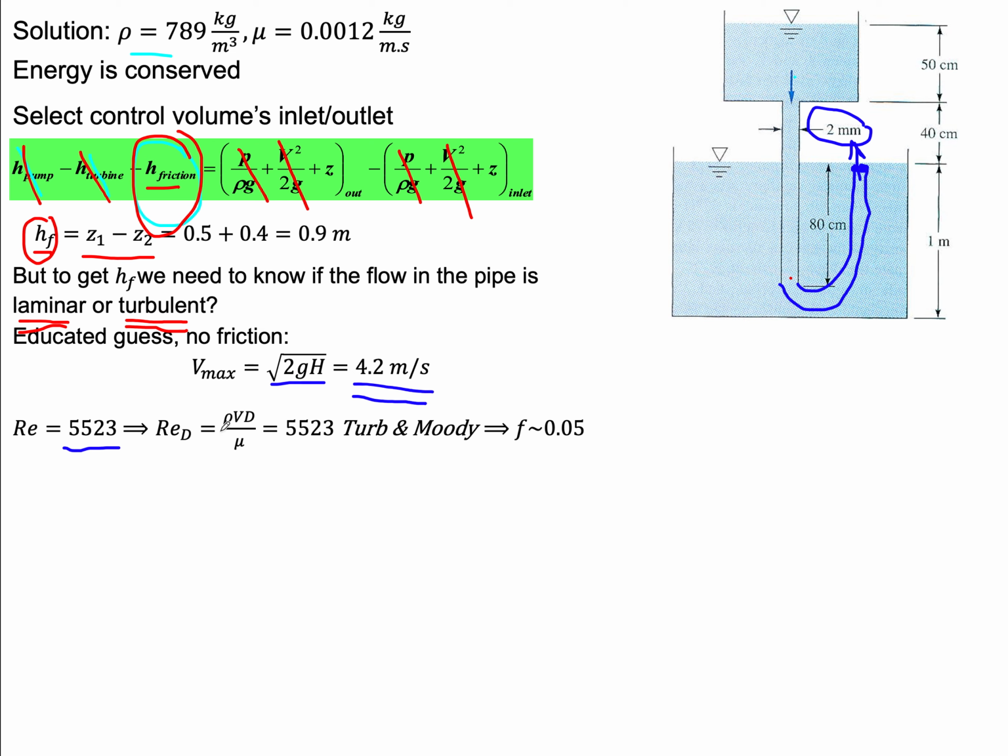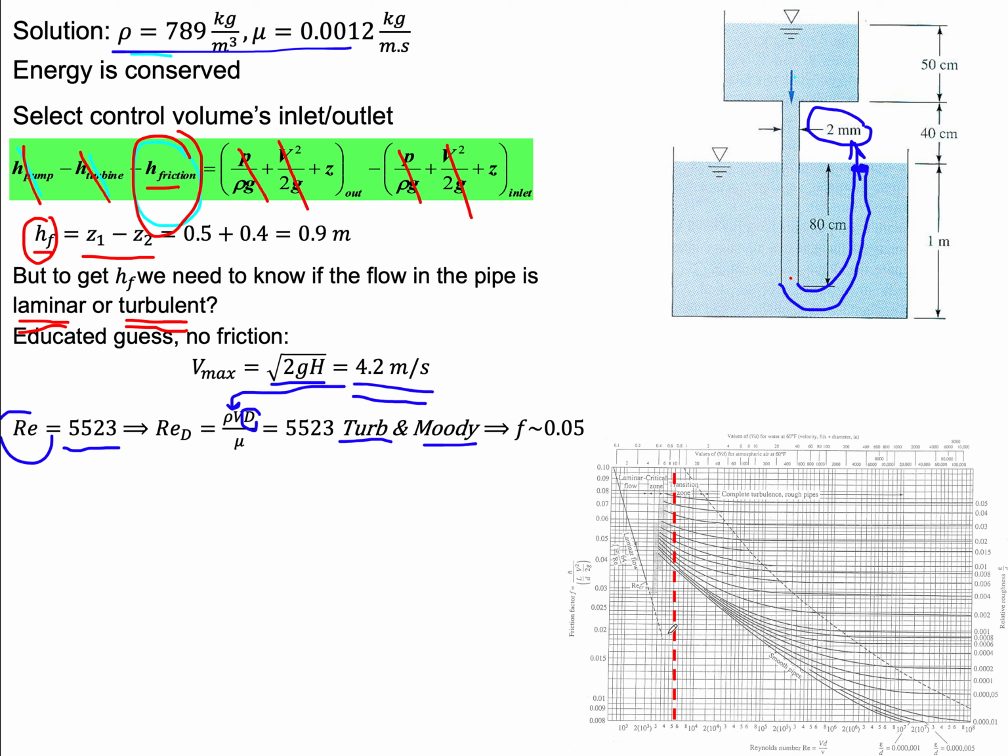But nonetheless, just for the sake of demonstration, we'll stick with this initial guess. That gives us a Reynolds number based on the diameter of the pipe, using the velocity of 4.2 meters per second, and the density and viscosity that are given up here. A Reynolds number of 5,500, so that is turbulent because it's above 2,300. So now we have our Reynolds number, and we know that the flow is turbulent. So let's go to the Moody chart to find the f.